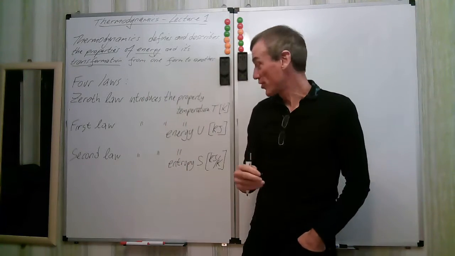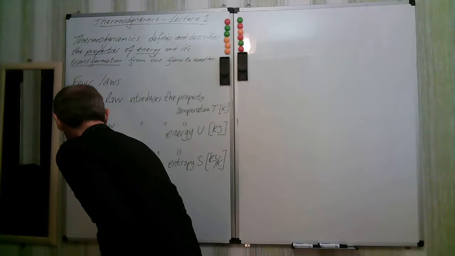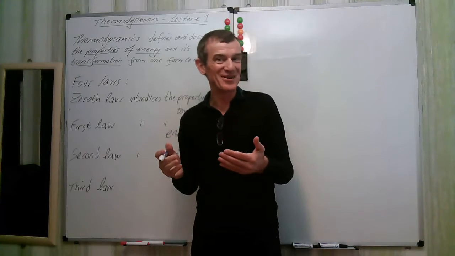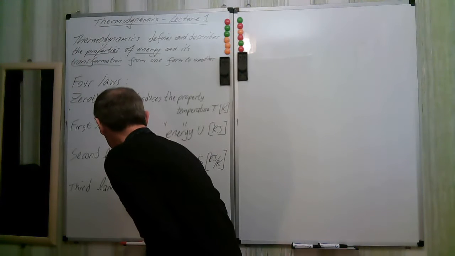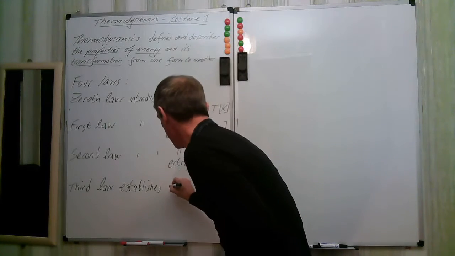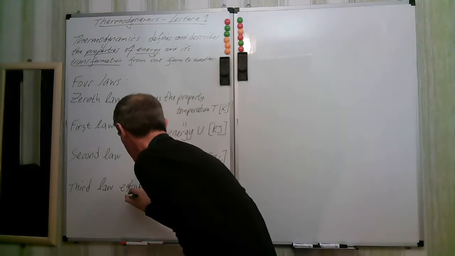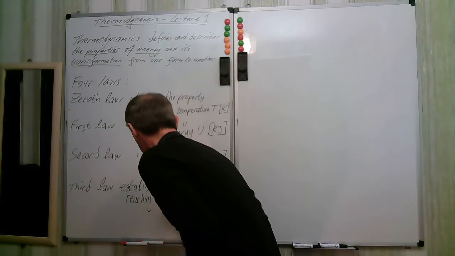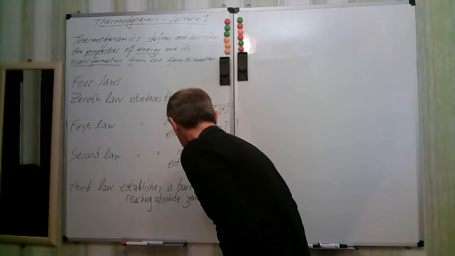So there's three. We've got the third law then, the third law of thermodynamics. Now, this law does not introduce a property, and it's about absolute zero. It establishes a barrier to reaching absolute zero, which is temperature, absolute zero Kelvin.